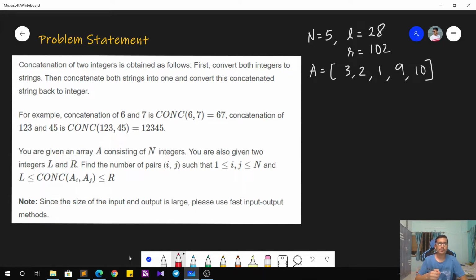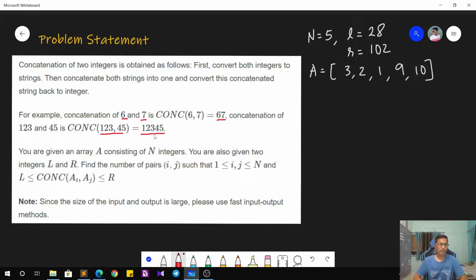We have been told that concatenation of two integers is obtained as follows. First, both the integers are treated as strings and then they are concatenated to each other. Meaning that if we concatenate two integers 6 and 7, the result is 67. Similarly, concatenation of 123 and 45 is 12345. So you have to treat them as strings and then concatenate them with each other.